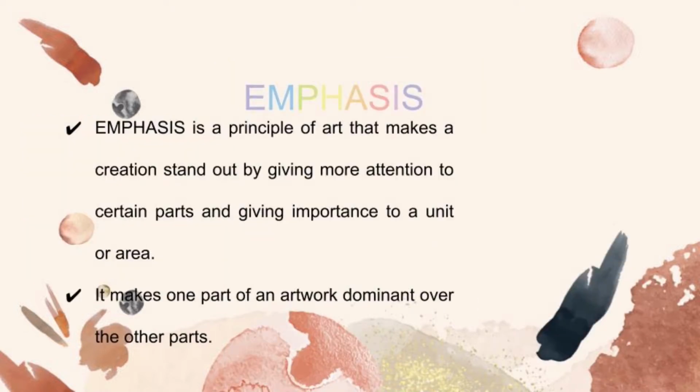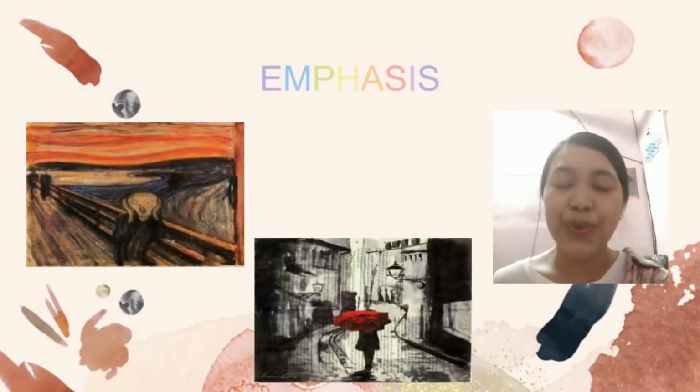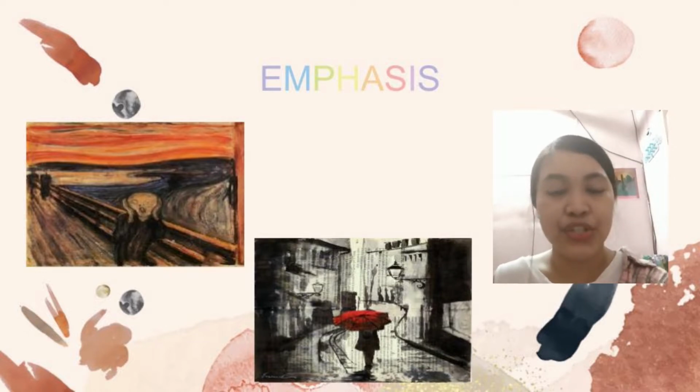The next principle of art is emphasis. Emphasis is a principle of art that makes a creation stand out by giving more attention to certain parts and giving importance to a unit or area. It also makes one part of an art dominant over the other parts. As you look at the picture, the pieces are combined to emphasize the distinction between them and to focus on a certain area of the picture. And it's observed in the emphasis element of art.